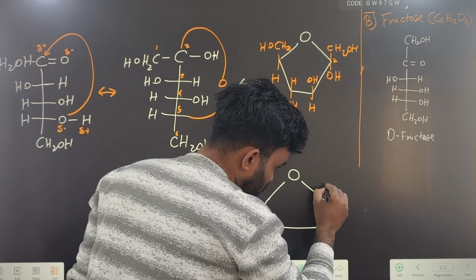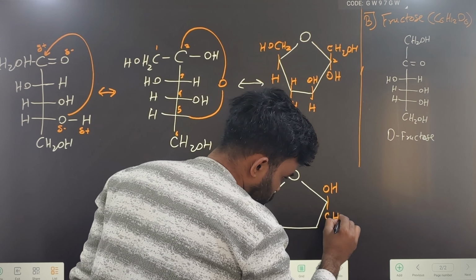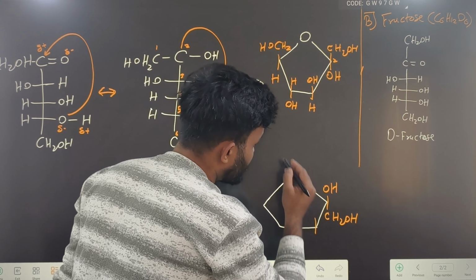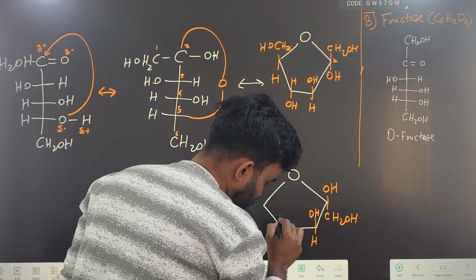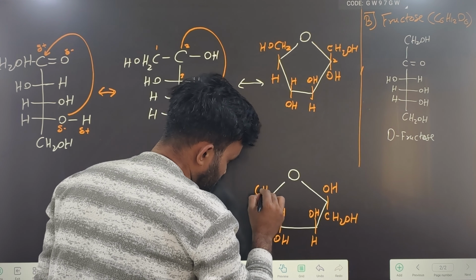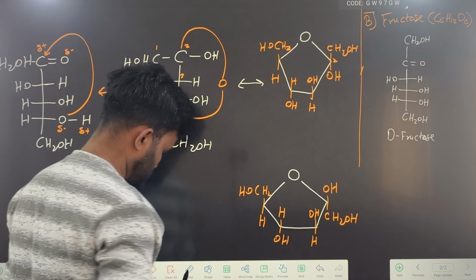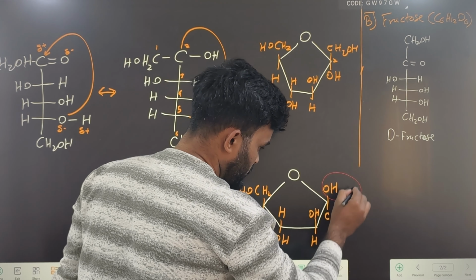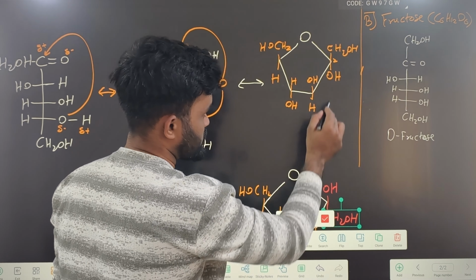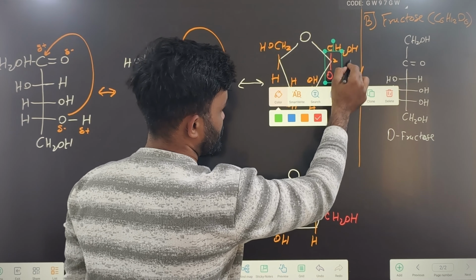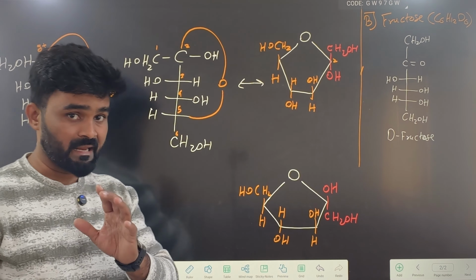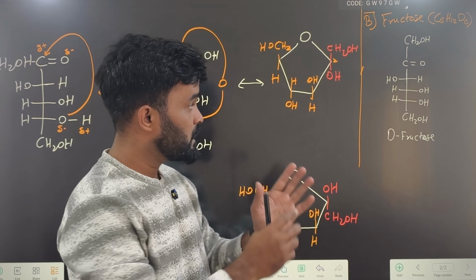So if I say O here, OH upside, CH2OH downside. Okay? Rest all will be the same actually. OH, H, H, CH2OH. Okay? So what remains? What is different basically is the place of OH. Okay, got it? Now they resemble the structure of furan.